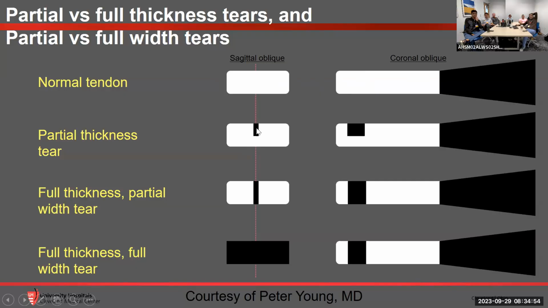Partial thickness bursal sided tear would look like this. A full thickness tear, some places may describe these differently, but full thickness partial width means there is a full thickness tear, including the articular surface, the interstitial, and the bursal surface, but it's not the entire width of the tendon insertion. Then there's full thickness full width. I try not to use this because some of the clinicians don't like this terminology, so if I think it's full thickness partial, I'll just say full thickness tear involving the anterior 1 centimeter of the supraspinatus insertion.